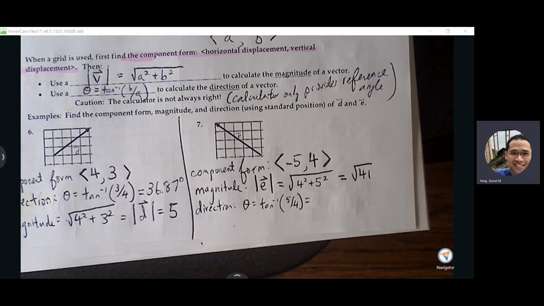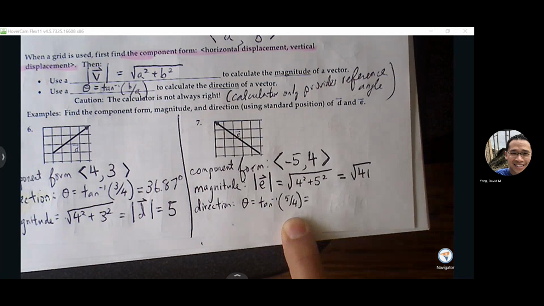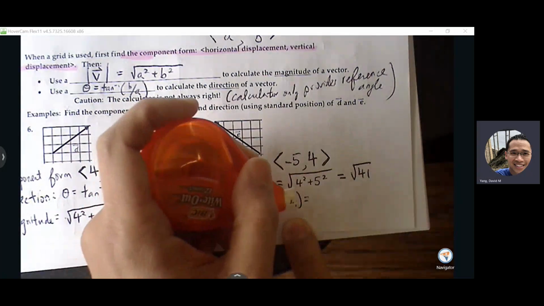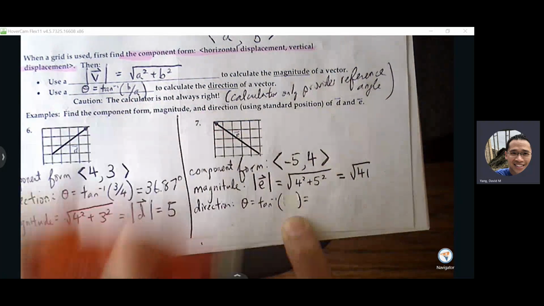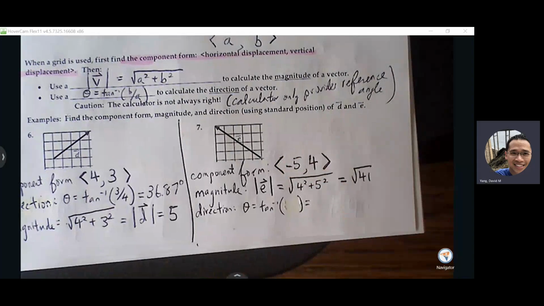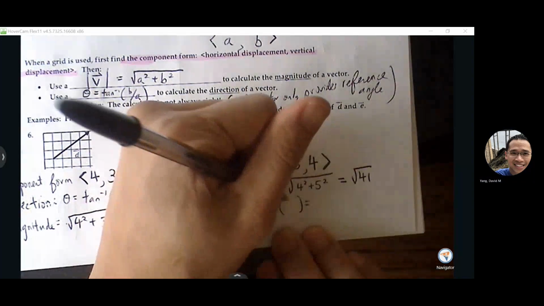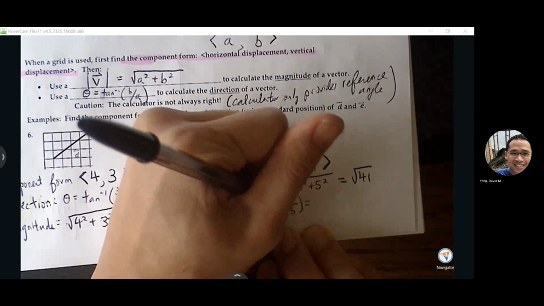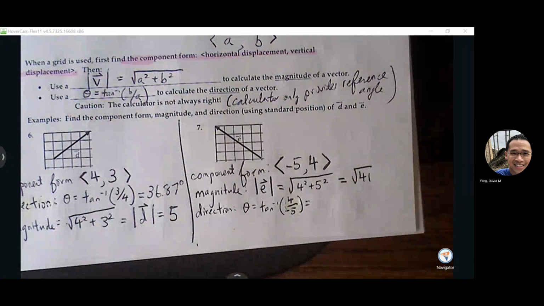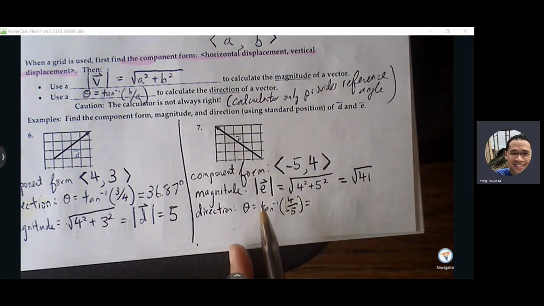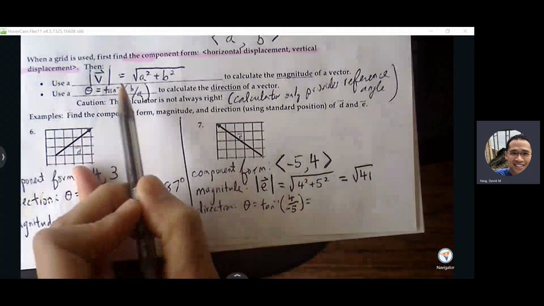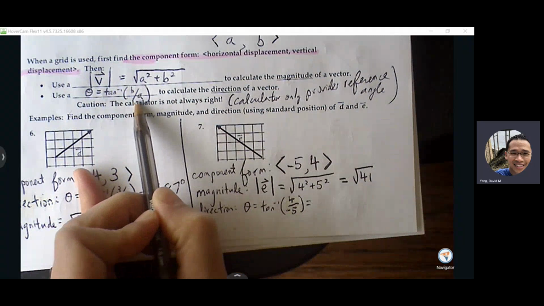My bad, guys. What did I do wrong here? It's y over x. It's the vertical over the horizontal. Right, so because our tangent is always going to be opposite over adjacent, it's always going to be b over a. It's always the vertical component divided by the horizontal component.